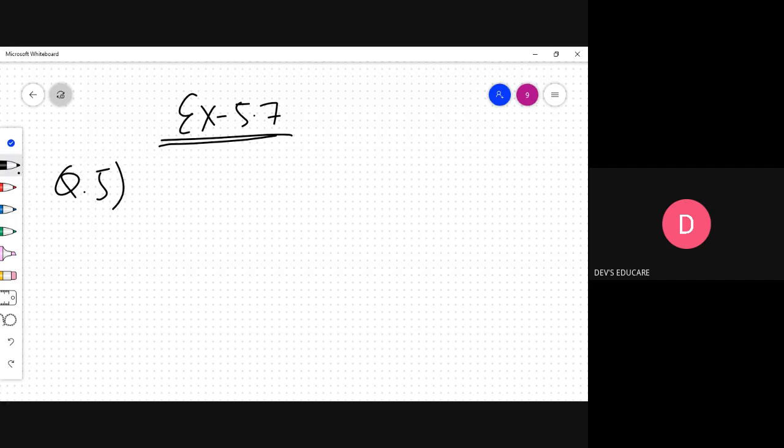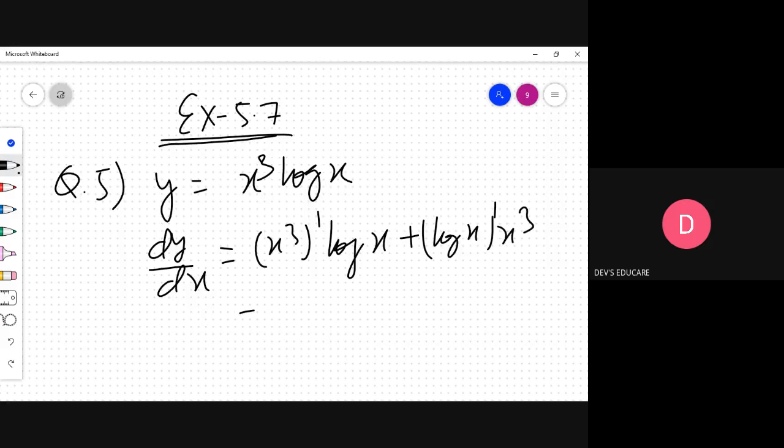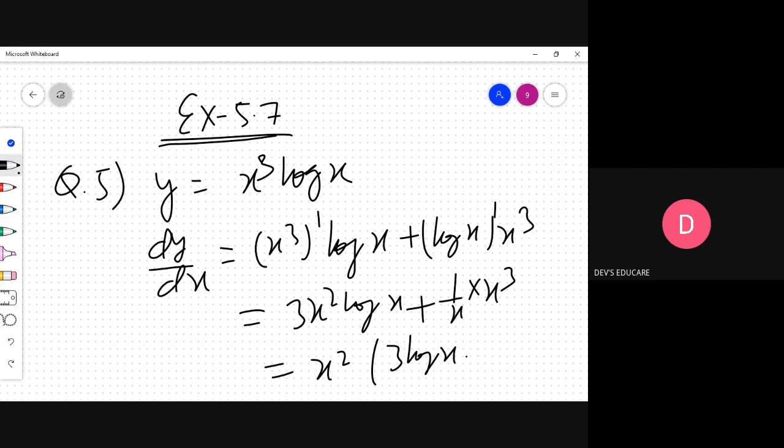Question number 5 is y equals x cube log x. Differentiating with respect to x, dy by dx equals u dash v, means x cube dash log x plus log x dash x cube. So this is 3x squared log x plus 1 by x into x cube. So finally it is x squared (3 log x plus 1).